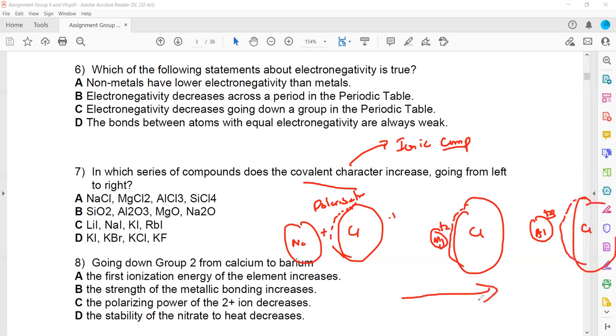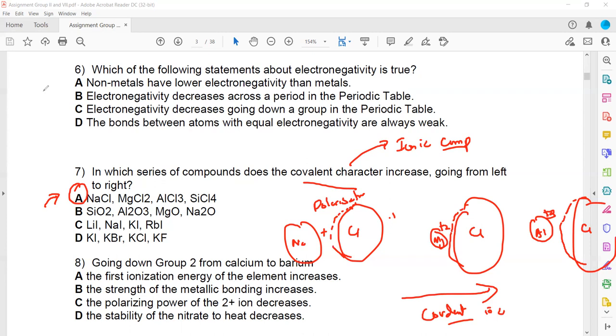So as the polarization increases, it means the covalent character will also increase, or the tendency to form a covalent bond will also increase. So when we move from left to right, the tendency to form a covalent bond increases, or covalent character increases. That's why A is the right answer. Is it clear?